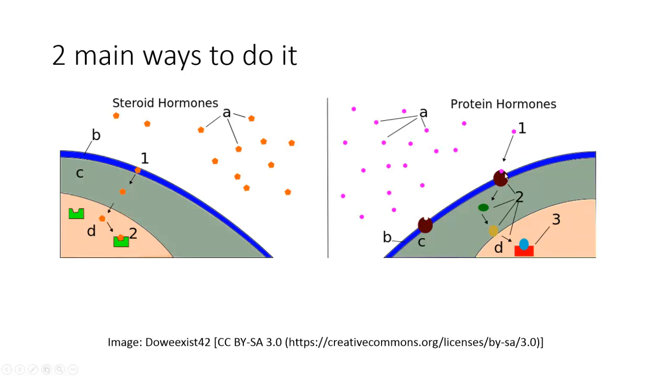Instead, they're going to bind to a surface receptor, and they're going to activate another messenger inside the cell. So if we consider our hormone, our signaling molecule from the distant cell, as our first messenger, then the receptor is going to eventually activate, often via some sort of enzyme, a second messenger, which will then carry that message down into the cell.